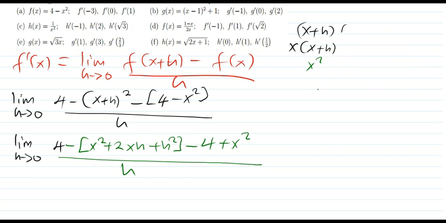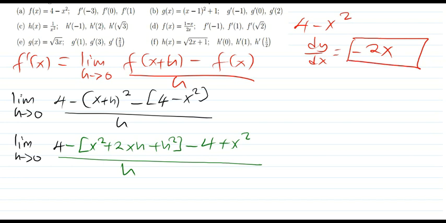If you are just differentiating this directly, not using the first principle, you know that dy over dx, in this case, the derivative of 4 is 0, then the derivative of negative x squared is going to be negative 2x. So what we are doing here, we need to come up with the answer, which is going to be negative 2x. Let's go ahead and see what we're going to have.